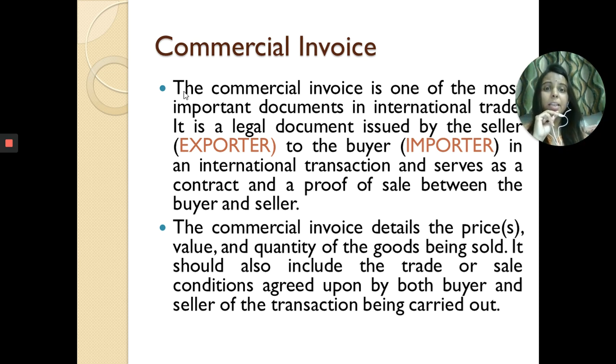The main thing is that at the initial level, first of all, the exporter prepares a proforma invoice, a kind of sample of the commercial invoice. He or she then sends it to the importer, and if no changes are required, it will be converted into a commercial invoice. If any changes are required, the importer sends it back with the changes, and after the changes are done, the commercial invoice will be prepared. The commercial invoice contains the price, value, and quantity of the goods, and also includes the trade or sale conditions agreed upon by both buyer and seller.